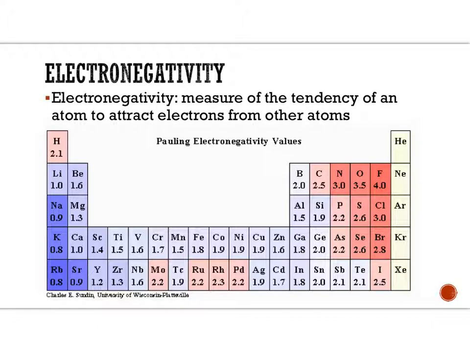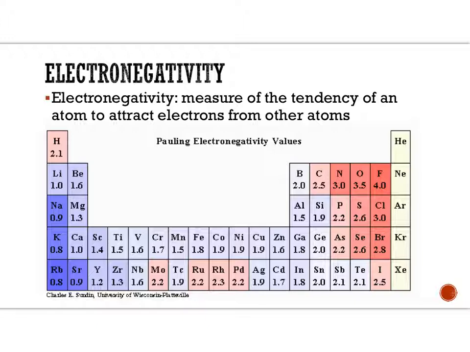Alright, next term that we have is electronegativity. So electronegativity is a measure of how much a specific atom attracts electrons from other atoms. What I have here is a periodic table, or at least part of the periodic table of elements, and it shows the electronegativity values for the different elements.